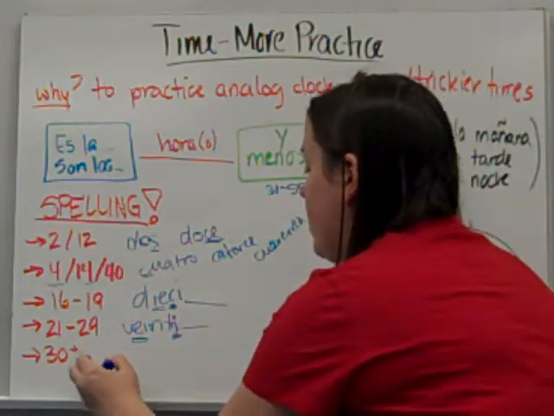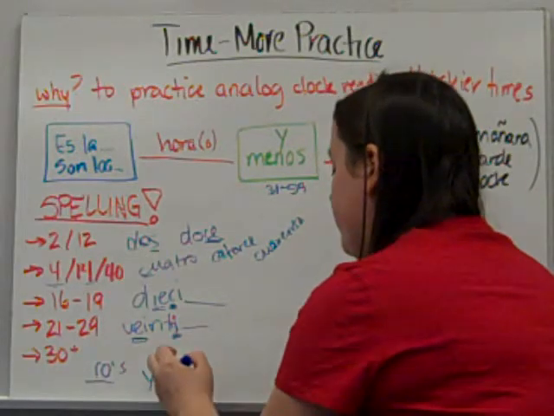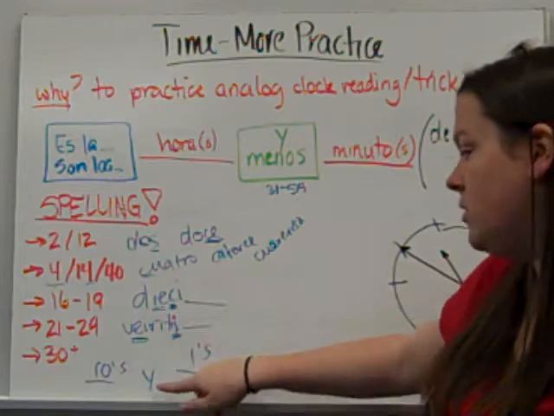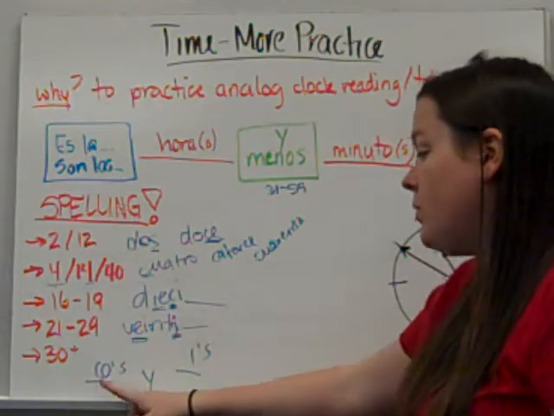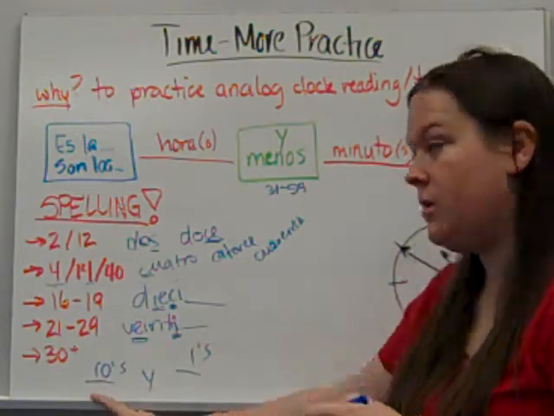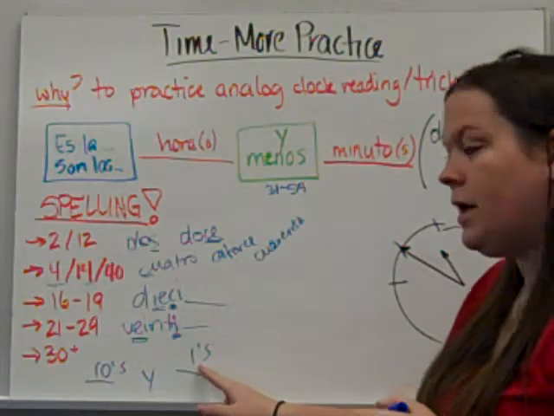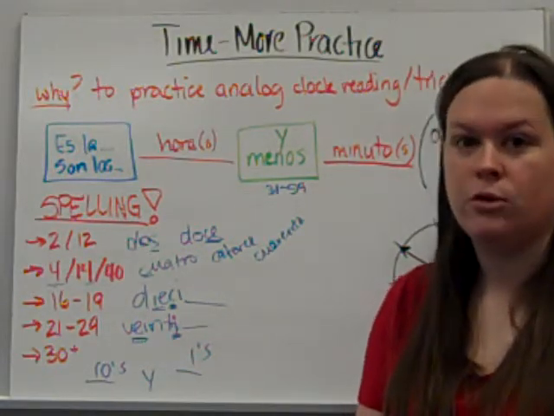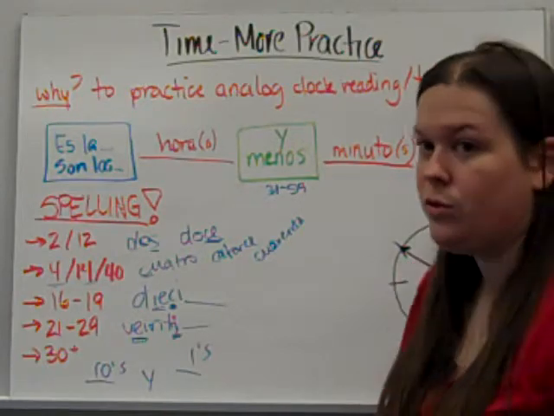And 30, anything above 30, you're not going to use the I's, you're going to use a Y now. And remember to use a tens value over here, and not a 2 ones value. So 52 wouldn't be cinco y dos, it would be cincuenta y dos.